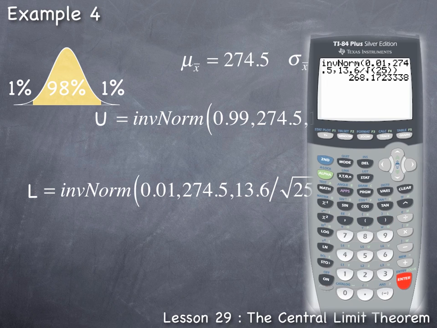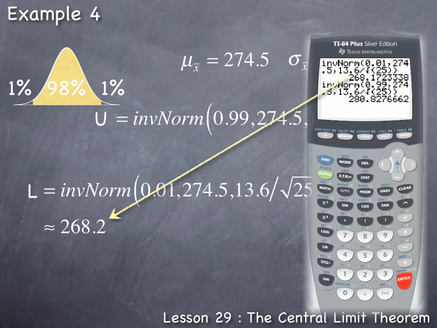Now we can find U by doing the inverse norm command again. Second, DISTR, arrow down to inverse norm, enter, 0.99, comma, 274.5, comma, 13.6, divide by second square root 25, close parenthesis, enter. We now have the value for U. So L rounds off to approximately 268.2, and U rounds off to approximately 280.8.